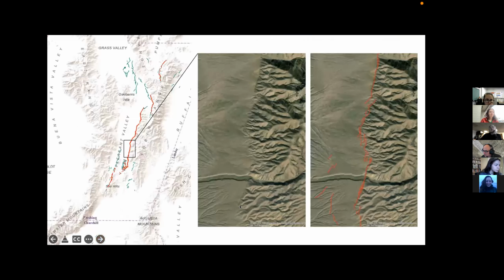This is to show an aerial image, if you're just looking straight down in Google Earth or something like that. The area I was showing before is right here at the bottom of the picture. But it's a pretty nice edge to the mountain front there. And so that's an uninterpreted image in the middle and an interpreted fault trace map.